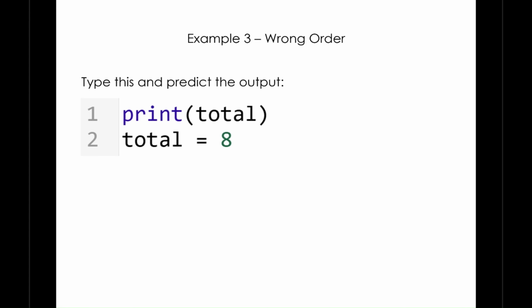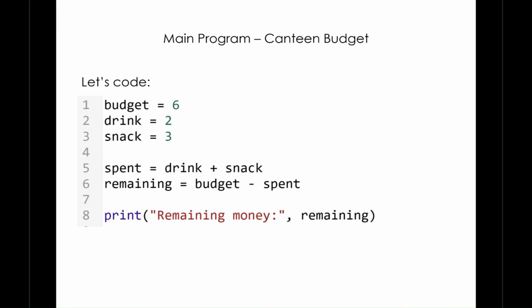Example 3. Type this in and predict the output. This crashes. Python reaches the print line first and has no idea what the total is yet. This is a sequencing error. Okay, let's have a look at the main program. This program works because each line depends on the one before it. Change the order and the program either gives the wrong answer or it stops completely. Let's code together.